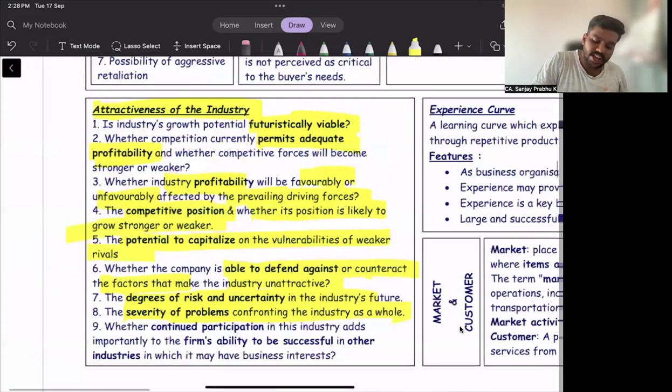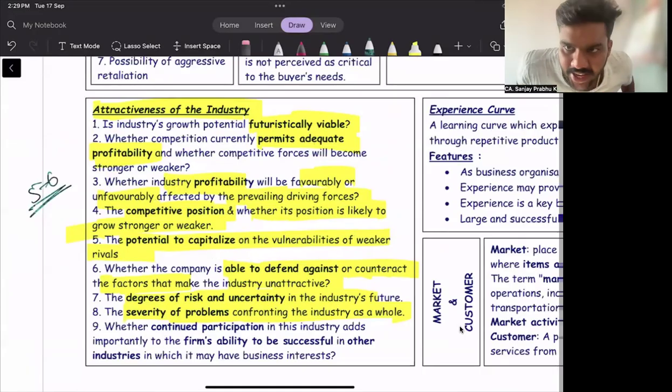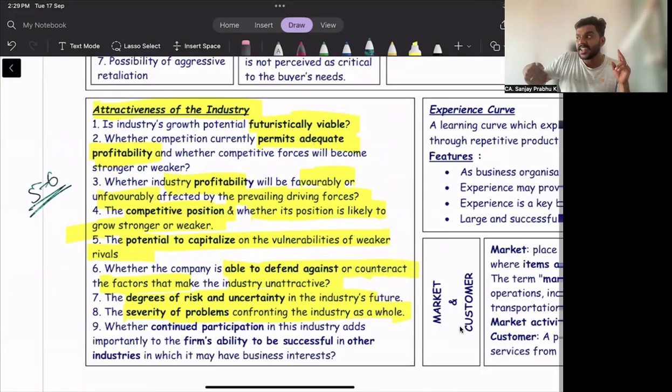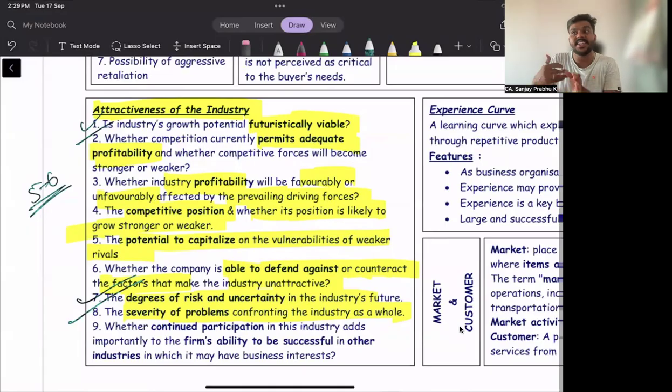So you have to remember any 5 to 6 points. Once again, see how to decide whether an industry is attractive or not. Point number one, whether there's a future for the industry. Whether the current players are able to make adequate profit. First 2 points. Then what are the risks involved in the industry? What are the problems faced by the industry? 4 points. Problems in the industry will make the industry unattractive.